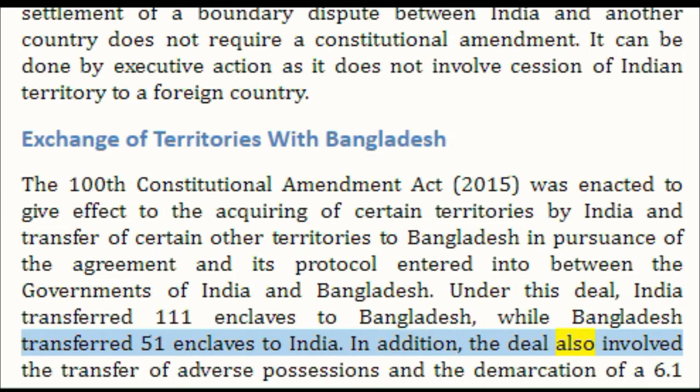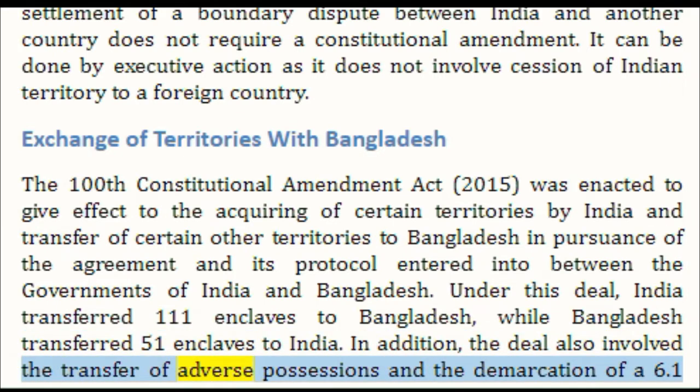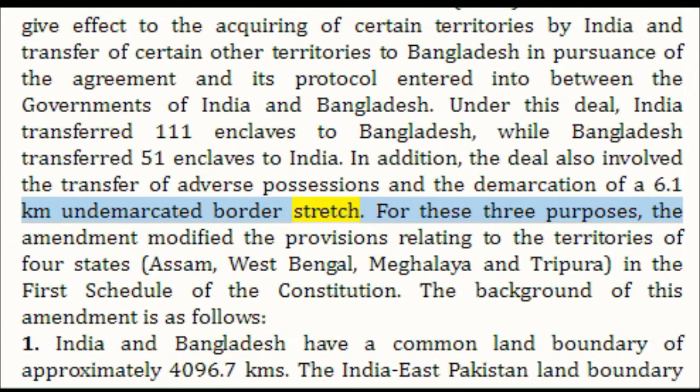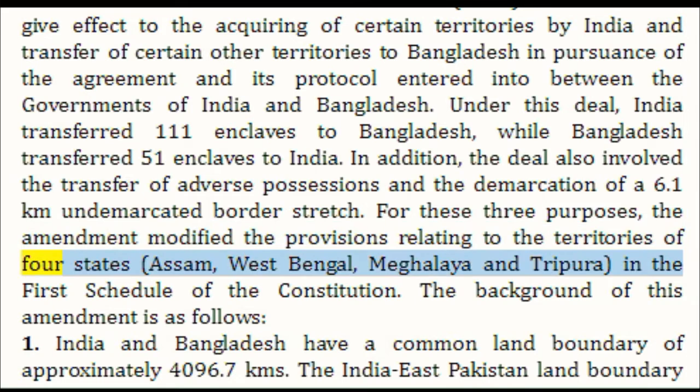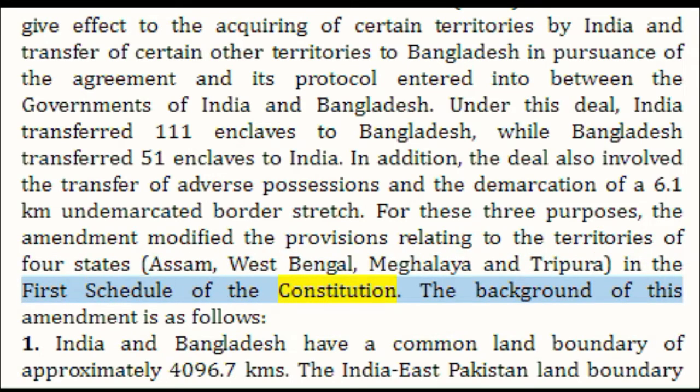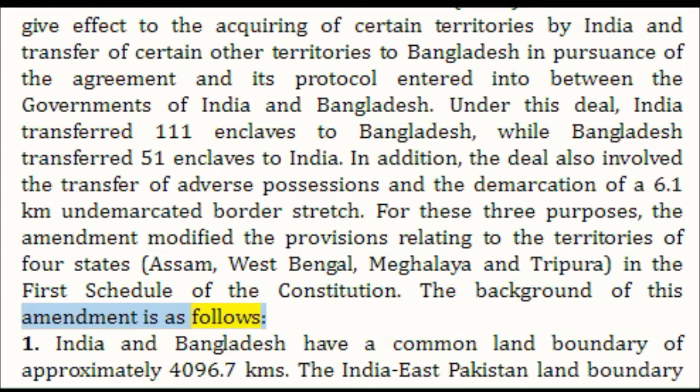In addition, the deal also involved the transfer of adverse possessions and the demarcation of a 6.1 kilometers undemarcated border stretch. For these three purposes, the amendment modified the provisions relating to the territories of four states, Assam, West Bengal, Meghalaya, and Tripura, in the first schedule of the Constitution. The background of this amendment is as follows.